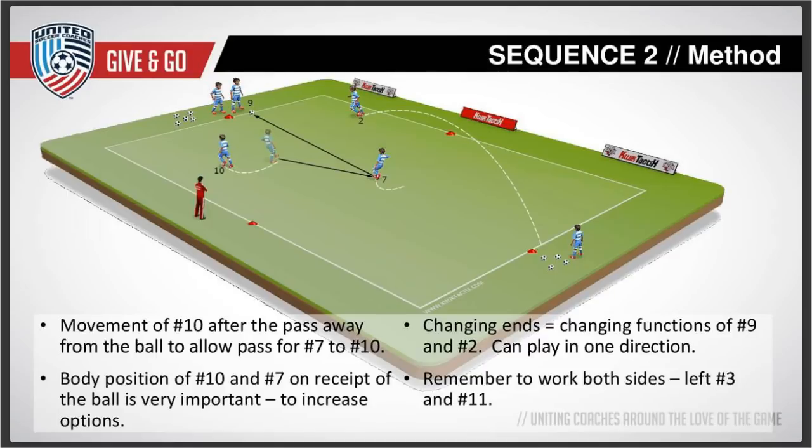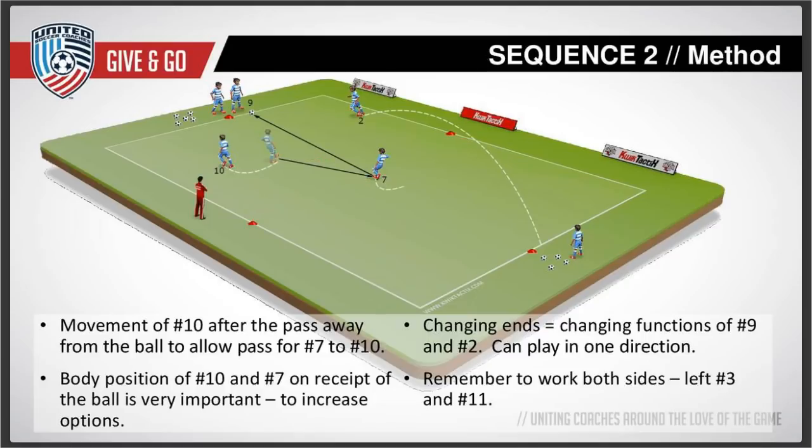Another thing to consider is the position of the body of the number 7 and their ability to play in a wide circumference. So if they're standing with their body closed, they would not be able to play left, they would not be able to play right. On receipt of the ball, when it comes back, if they open their body up slightly further, maybe they can also play backwards. So it's body position on receipt of the ball that's really important here.